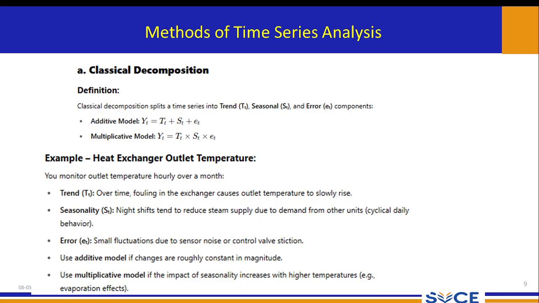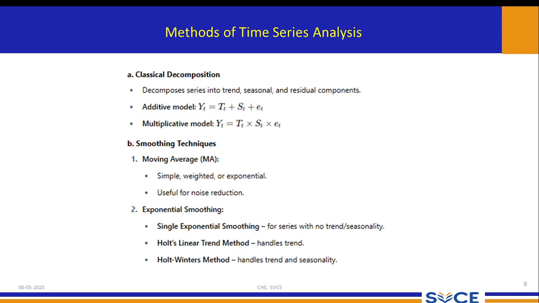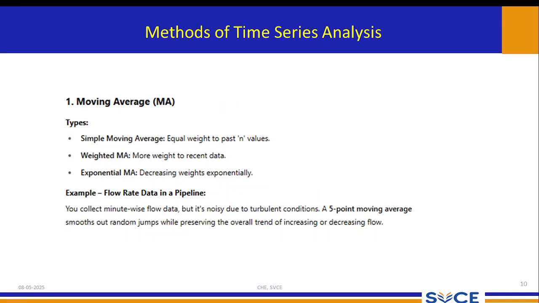The moving average comes under the category of smoothing techniques. The smoothing techniques again have three categories: simple moving average, weighted moving average, and exponential moving average. Simple moving average gives equal weight to the past n values. So they have given an example here for the moving average.